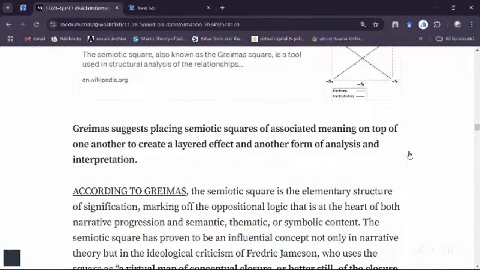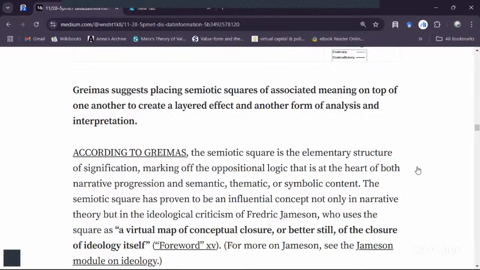So Greimas suggests placing semiotic squares of associated meaning on top of one another to create a layered effect, another form of analysis and interpretation. So that's kind of what's going on. I've just shown you several different ways in which the square doesn't always have to be in the same position. You can pivot it, et cetera, as you layer things.